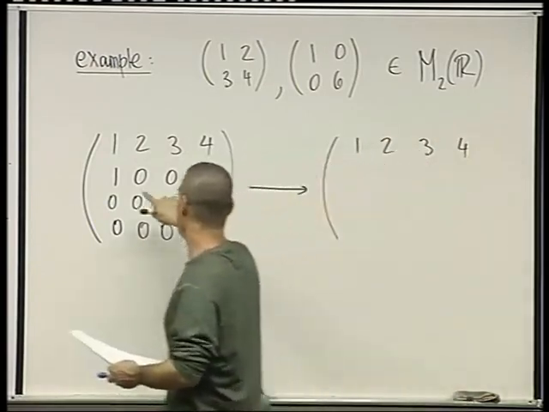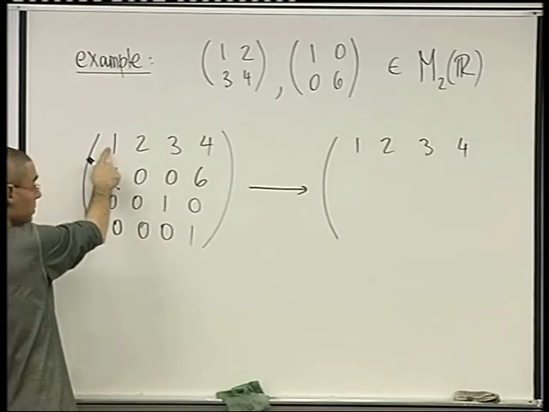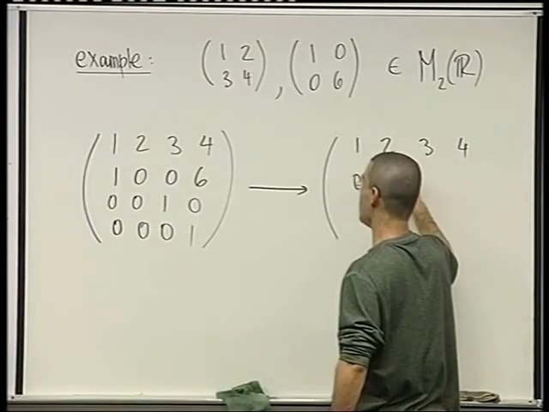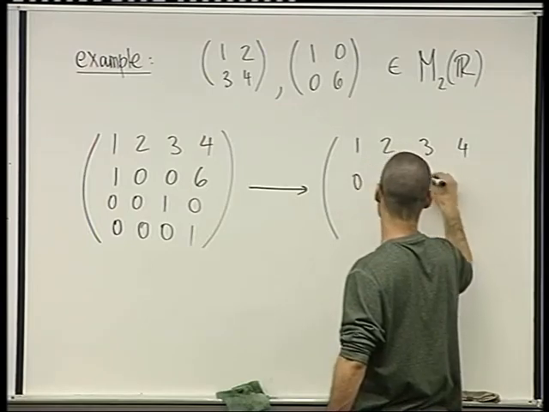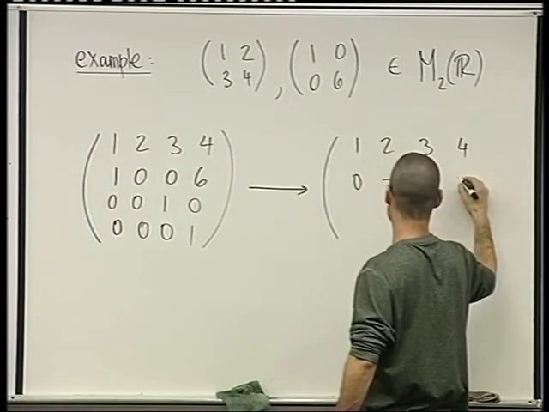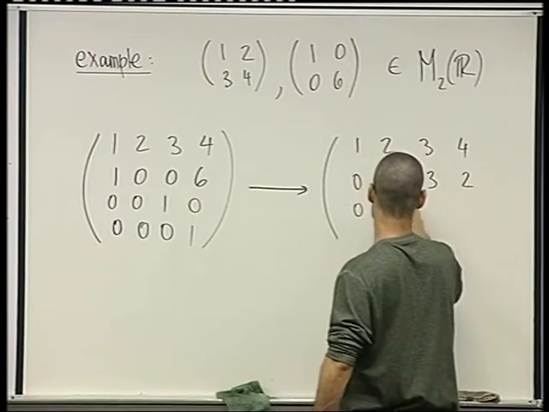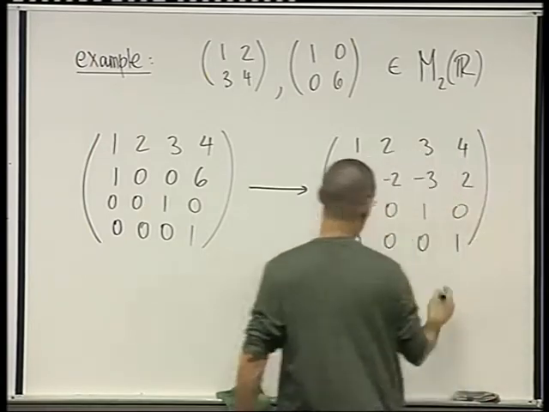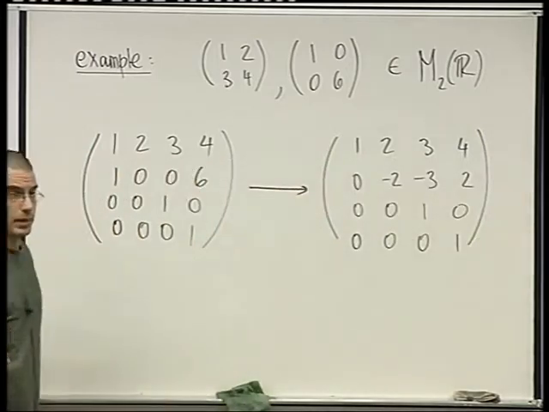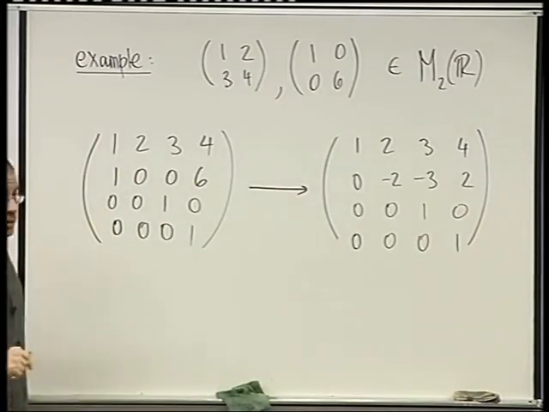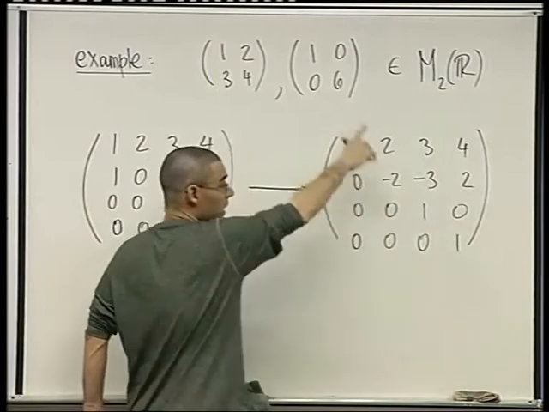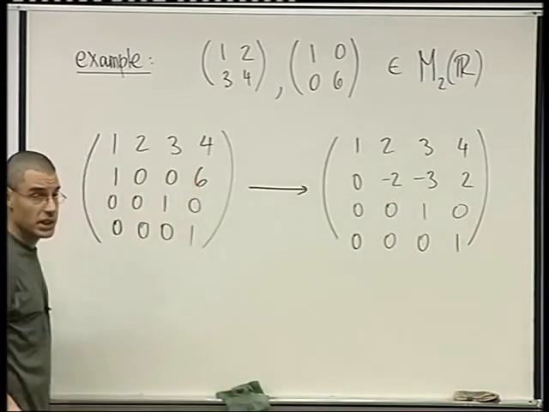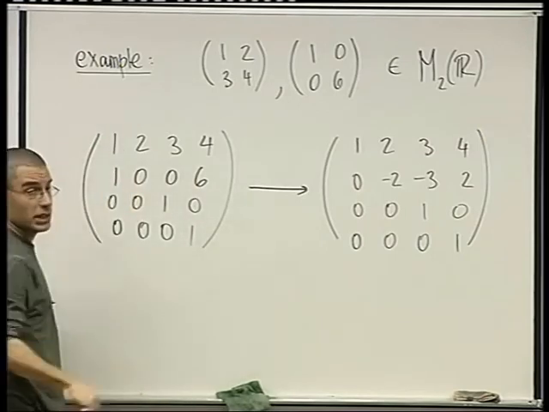and the step would be subtract this row from this row, right? So we get 0, minus 2, minus 3, and 2. And then 0, 0, 1, 0, and 0, 0, 0, 1. And that's it. This is echelon form, right? No zero rows. So the rows here are linearly independent. And that's if and only if the rows here are linearly independent. Therefore, these are linearly independent.